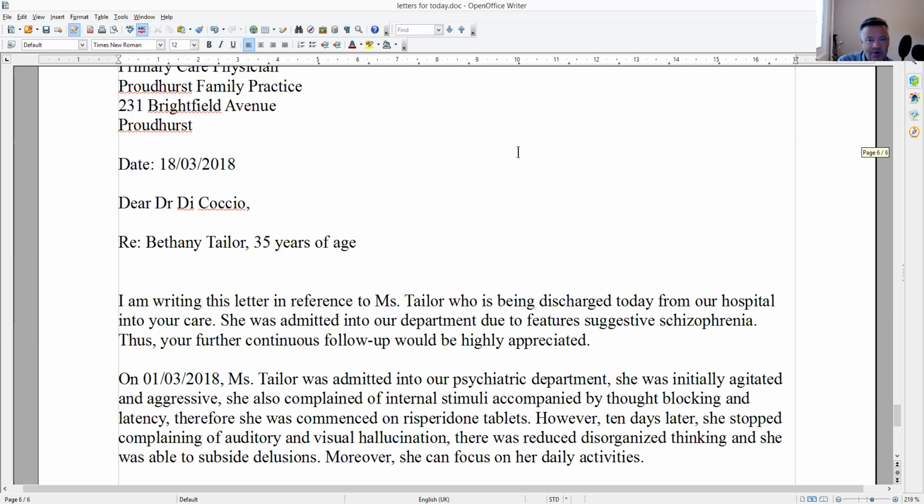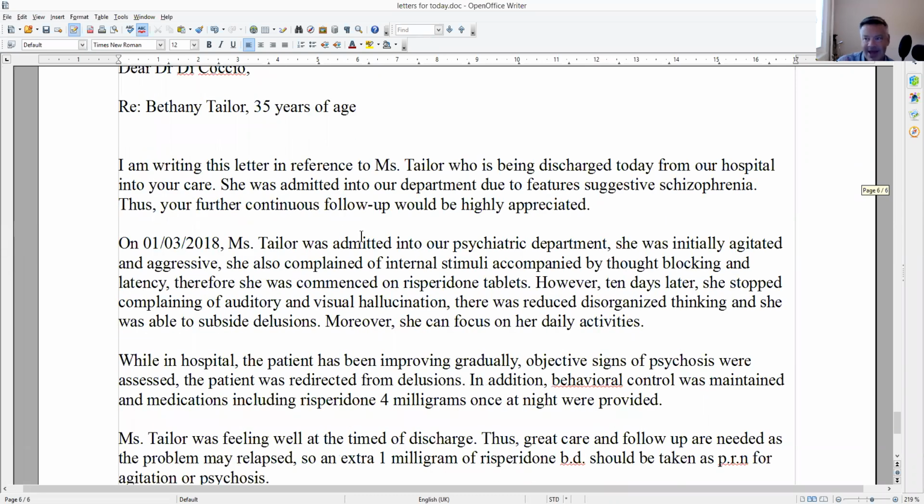I'm writing this letter in reference to Miss Taylor. Writing this letter, well, we know it's a letter. It's in my hand. You don't have to tell me it's a letter. I am writing... concise. That's what they want. I'm writing in reference to Miss Taylor. Now, you don't need this full stop if it's Mr., Mrs., Ms. You don't need it. Only if it's an abbreviation, Admiral, Superintendent, Captain, etc.